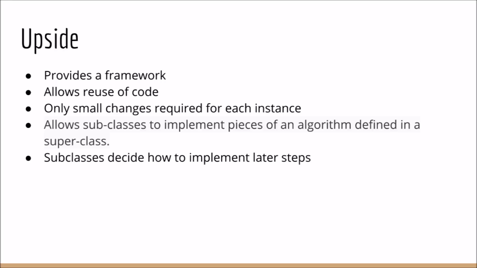It gives you a base set of steps that you can copy for all your classes, and then the later steps are the only differences. This allows you to reuse a lot of your code with only small changes required for each instance. The template method allows subclasses to implement pieces of an algorithm defined in a superclass, and then these subclasses also decide how to implement later steps in the process.